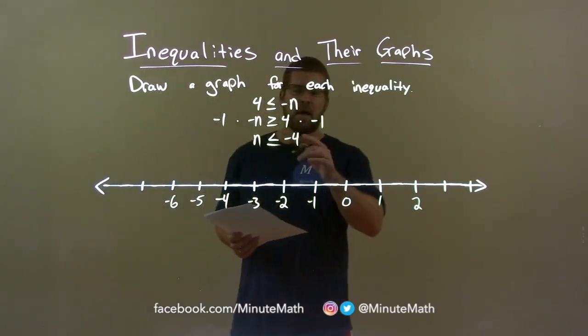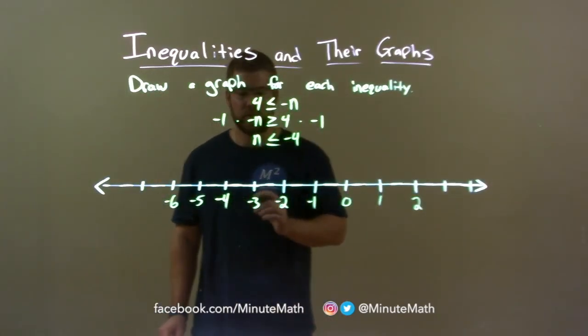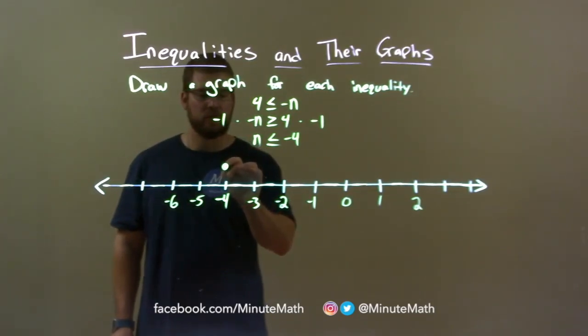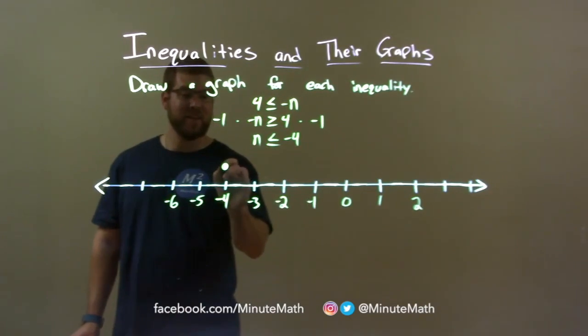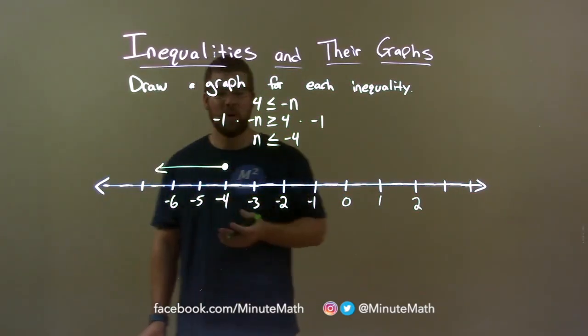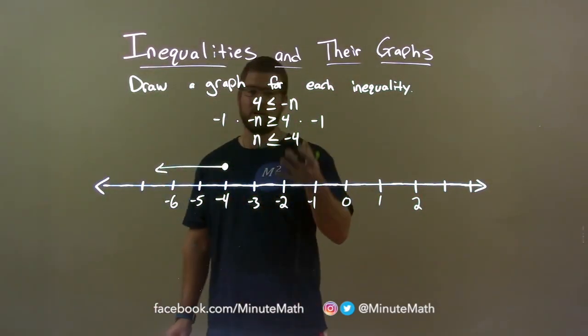All right. They tell us that n now is equal to -4. That's a closed circle right there at -4. Since it's also less than, we shade to the left. And now we have a graph that matches our inequality.